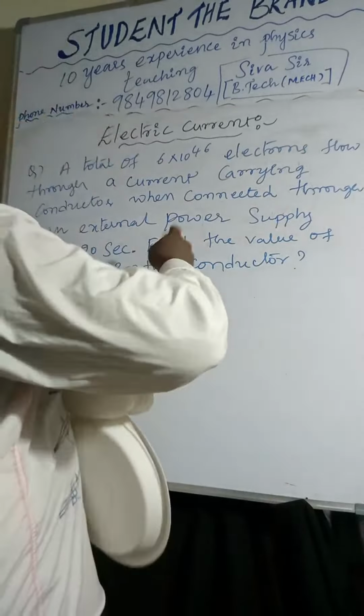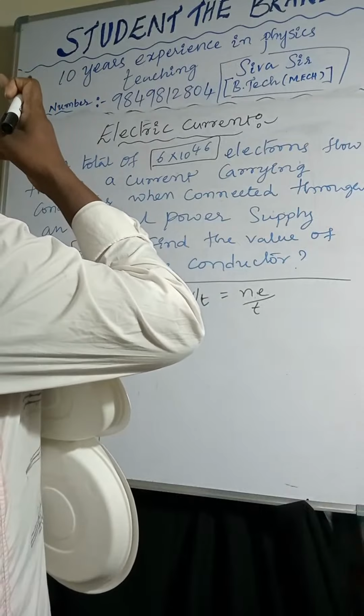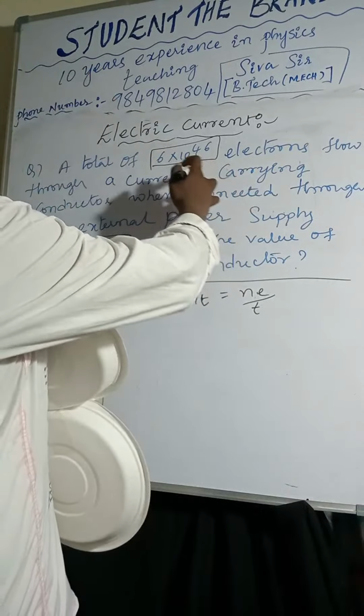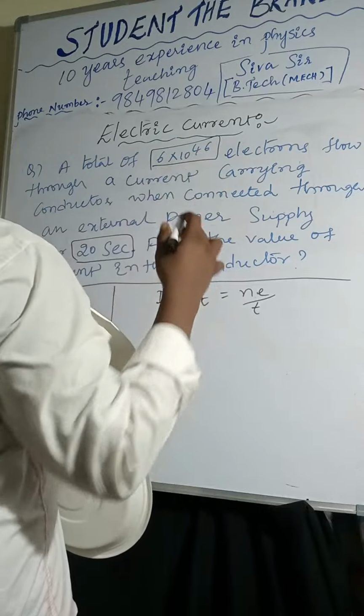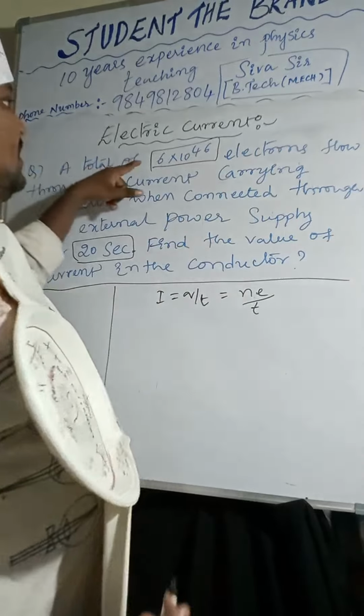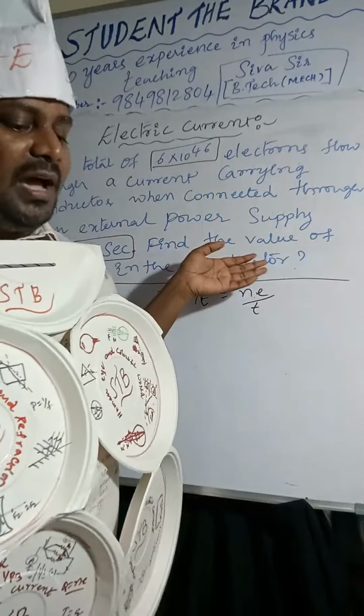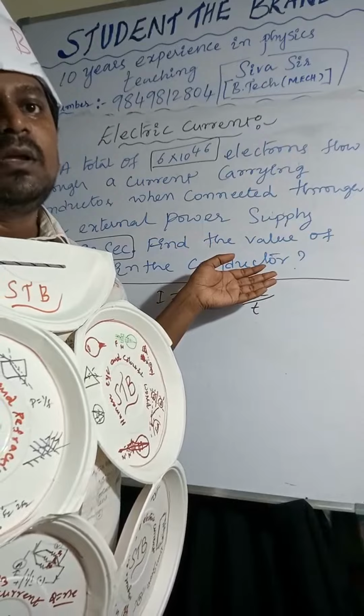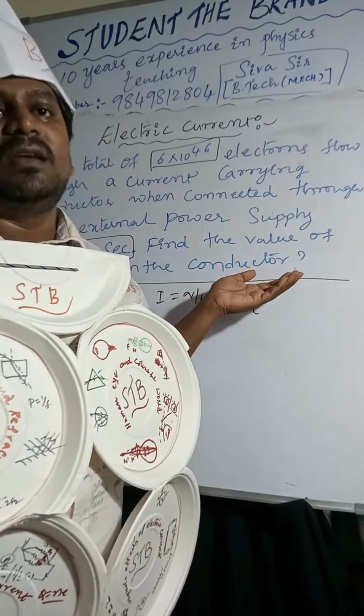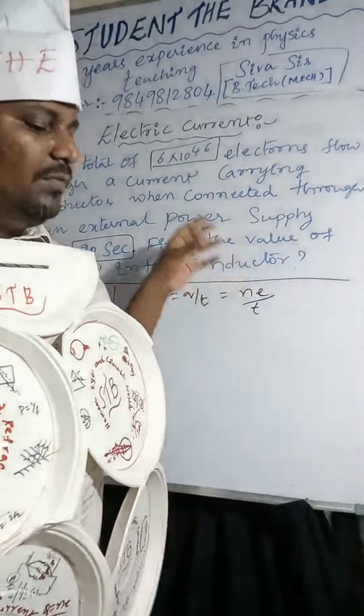1.6 into 10 power minus 19. They didn't give it, did they? They gave only two values, right? So the next number you have to remember. Here N is given, 6 into 10 power 46. So they didn't give the electron charge value, so we have to remember that value, right? So keep that in mind.